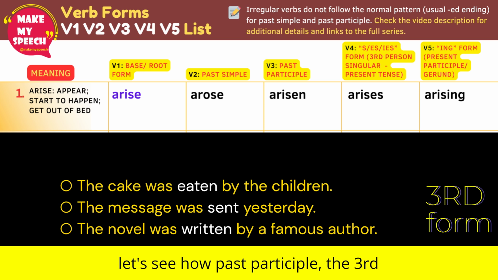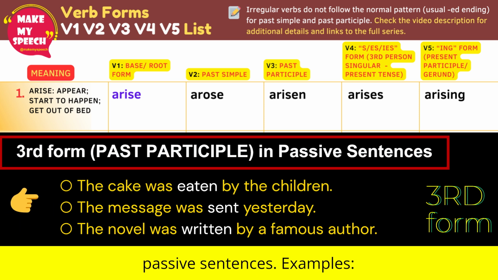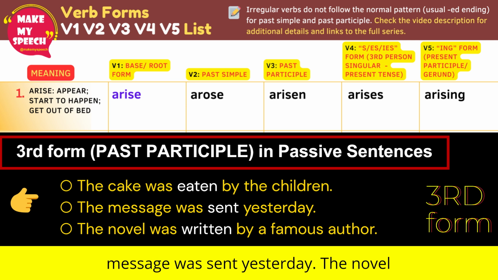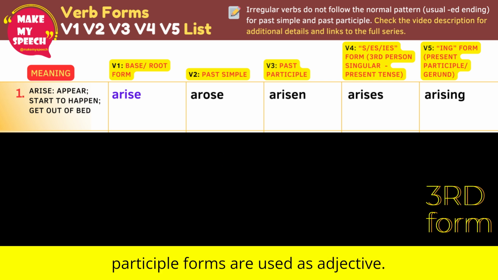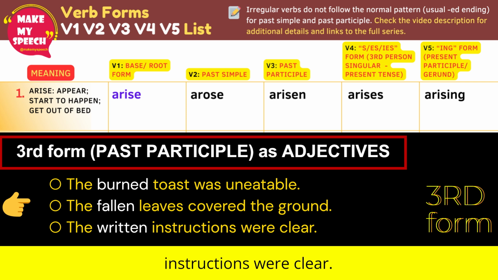Now let's see how past participle, the third form that we are discussing, is used in passive sentences. Examples: the cake was eaten by the children. The message was sent yesterday. The novel was written by a famous author. Past participle forms are used as adjectives. Let's see some examples. The burnt toast was uneatable. The fallen leaves covered the ground. The written instructions were clear.